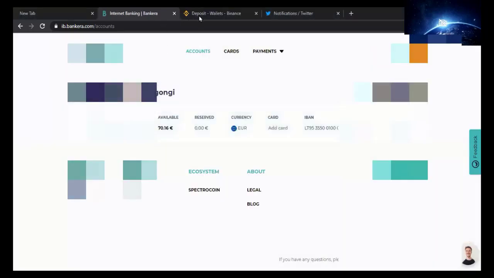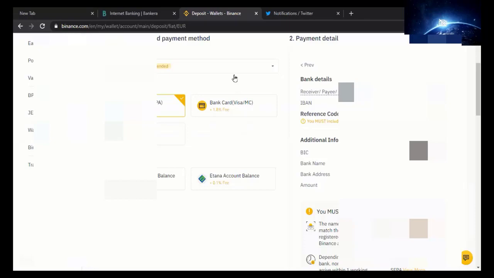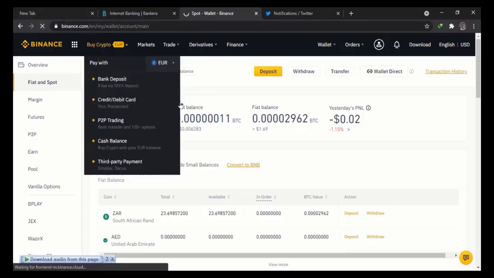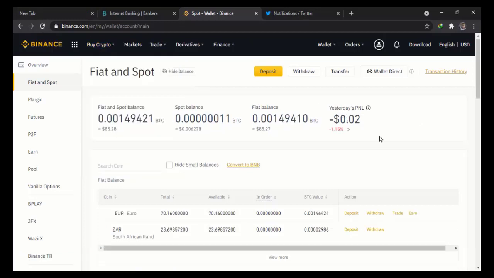So now I'm back on Binance and we're going to wait for the funds to reflect. It just takes a couple of minutes. SEPA transfers are quite fast. Provided everything on my transfer was correct, it should just take a few minutes. Okay, checking on the app, it has actually come through. Let me just refresh this page. You can see that I've got a euro balance of 70.16.